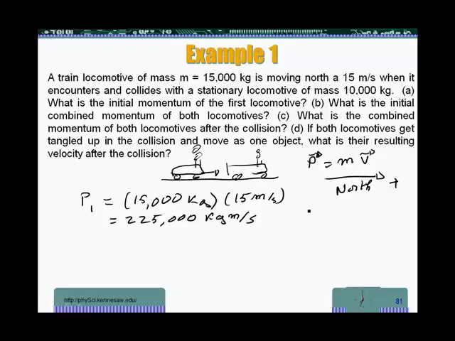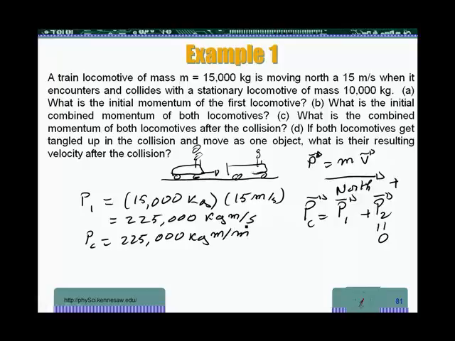To find the combined momentum, let's call it PC, is going to be P1, momentum of locomotive 1, plus the momentum of locomotive 2. Now locomotive 2 is at rest, so its momentum is 0 because it is at rest. So their combined momentum is also equal to P1 in this case, 225,000 kilogram meters per second. Okay?